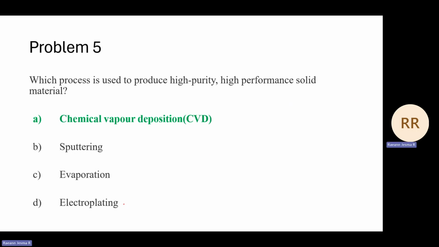It will have some purity, but CVD and electroplating are not used to deposit the same material. Here we are especially talking about semiconducting materials, so CVD, not electroplating.